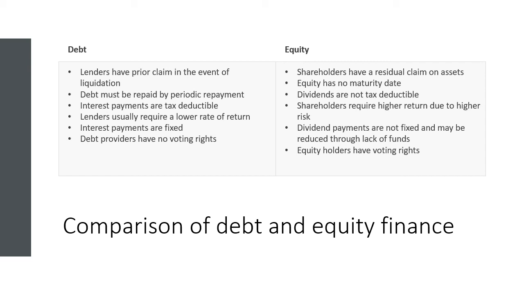And then on the flip side with equity, shareholders have a residual claim on assets. Equity has no maturity date, so that goes on forever. It's not as if when you pay the loan off in a year, it's done, because once people have ownership in the business, they continue to have that. Dividends are not tax deductible. Shareholders require higher return due to higher risk. Dividend payments are not fixed and may be reduced through the lack of funds, and equity holders have voting rights. So if you're asked a question, you can just put this in your notes and you'd be able to expand on that quite easily.